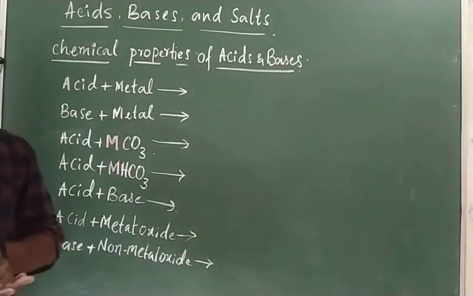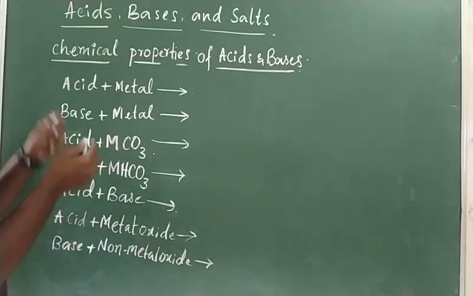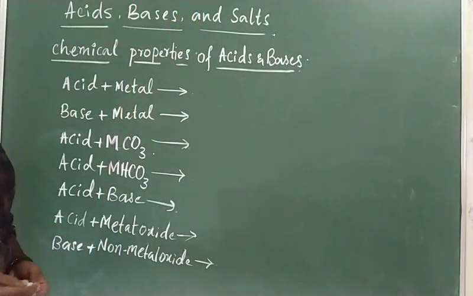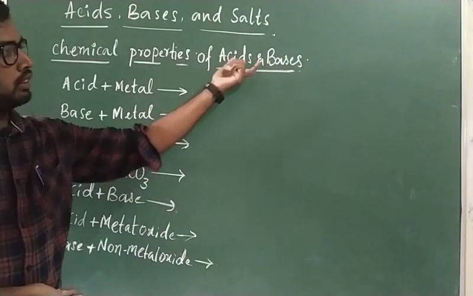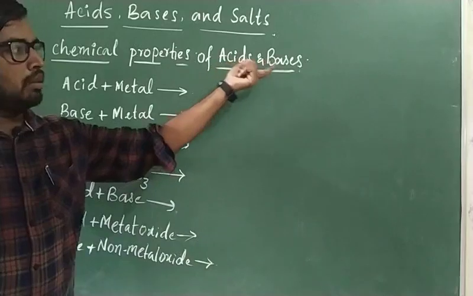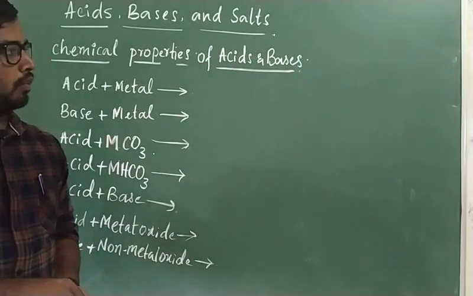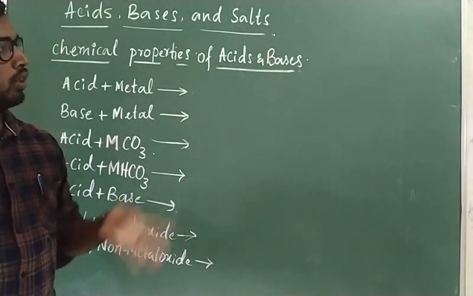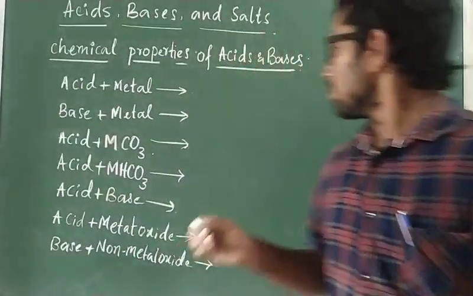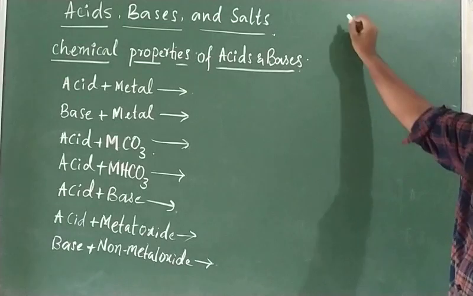Okay, good afternoon students. In the last class we discussed acids, bases and salts. Within that we discussed the chemical properties of acids and bases, especially the definitions of acids and bases, and salts also, and indicators also. As we know, in the last class we discussed different types of indicators.